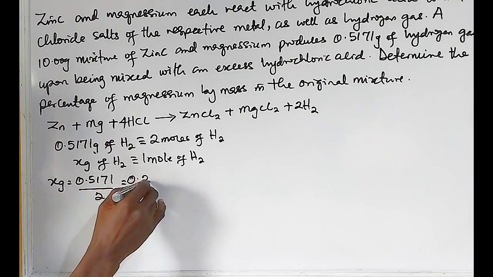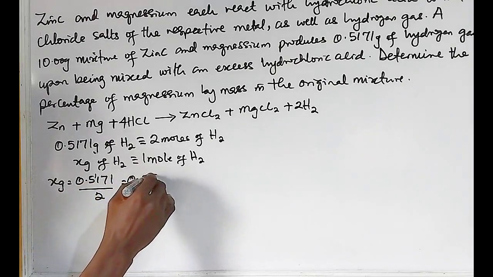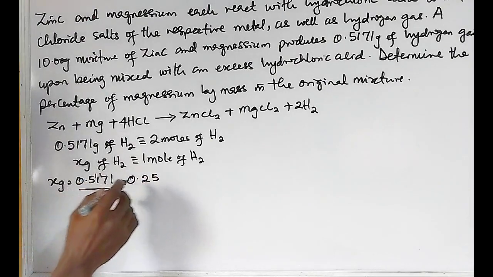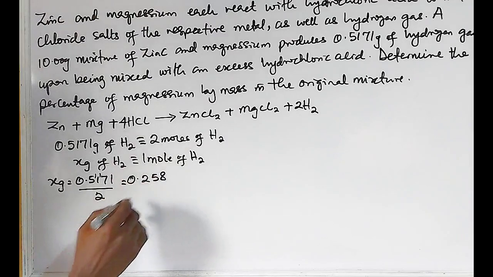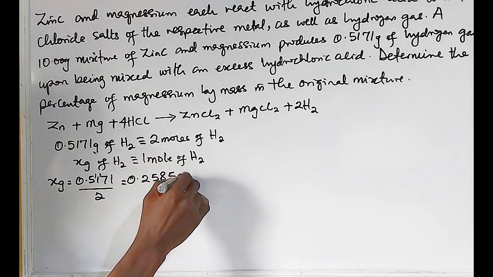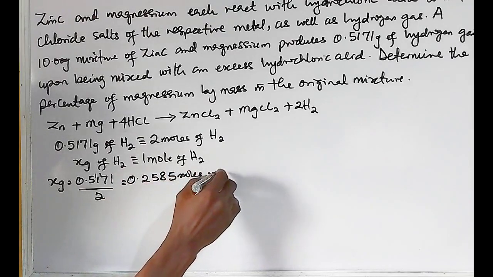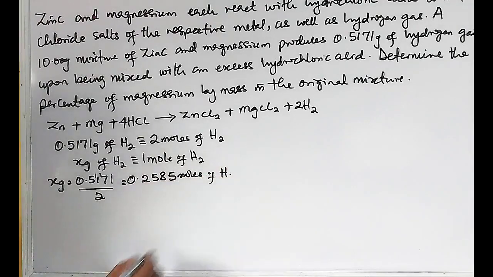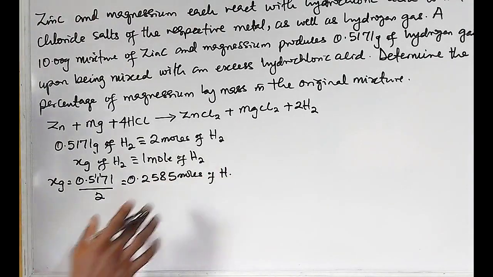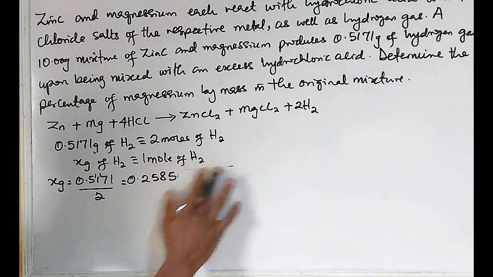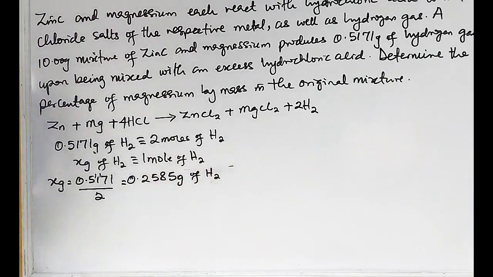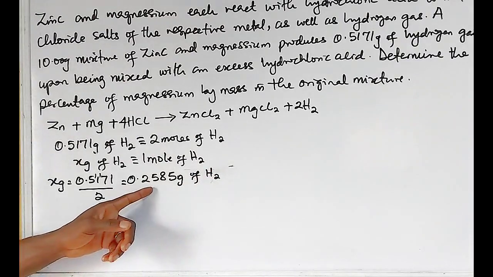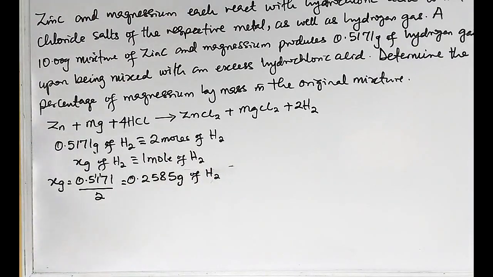Here you have 2, remainder 1, here we have 5, remainder 1, here you have 8, remainder 1, here we have 5. So we have this particular gram to produce 1 mole of hydrogen gas.